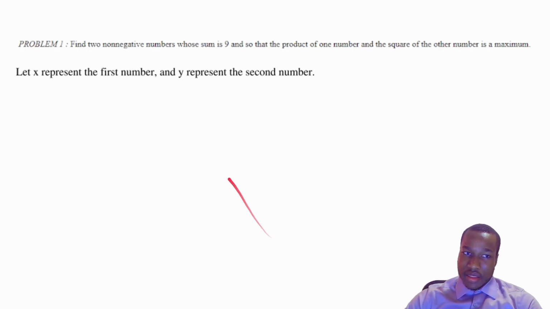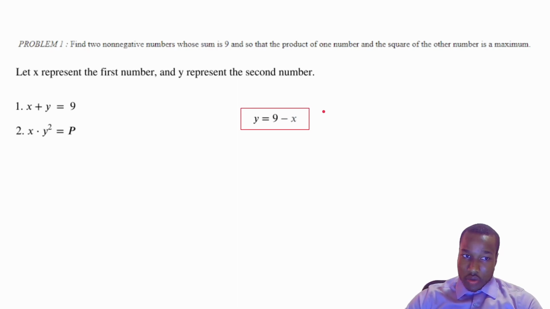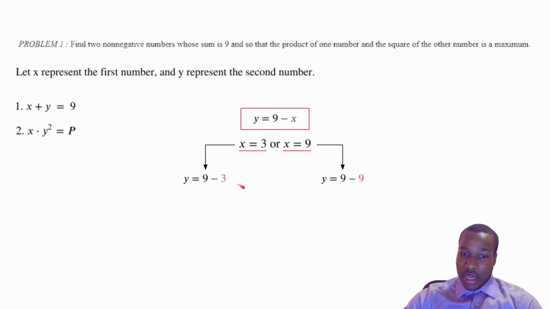So again, we have to keep in mind that x represents the first number and y represents the second number. And keep in mind that we set y equal to 9 minus x from our first equation, as shown here. So again, our two possibilities are x equals 3 or x equals 9. So we can branch out. We either have y equals 9 minus 3 or y equals 9 minus 9. This leaves us with y equals 6 or y equals 0.